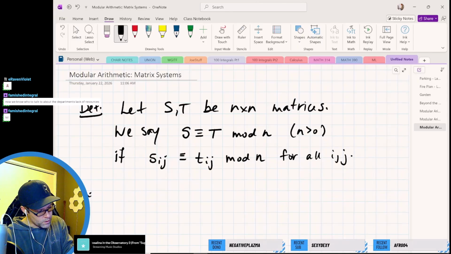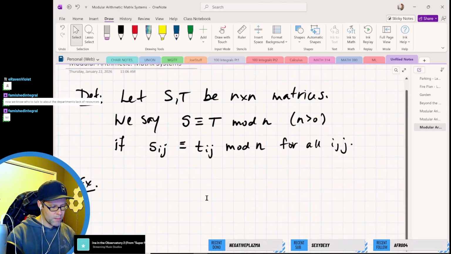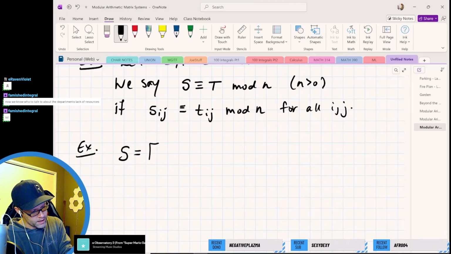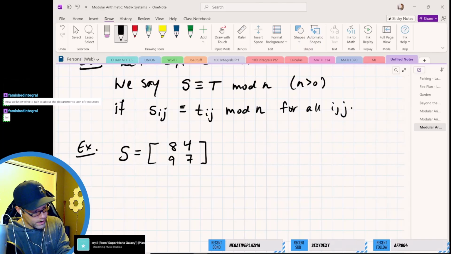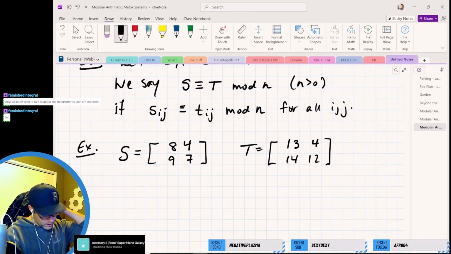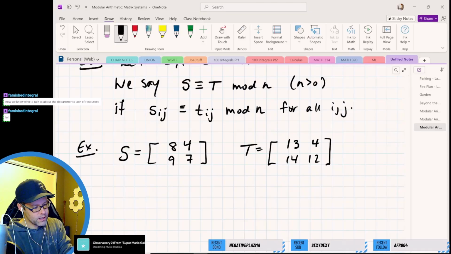That's the big key idea here. If you want to know what this looks like with a 2 by 2 matrix, it's going to look something like this. Let's say we have capital S, with entries 8, 4, 9, and 7, and we have capital T, which is 13, 4, 14, and 12. We can show that these are congruent mod 5.